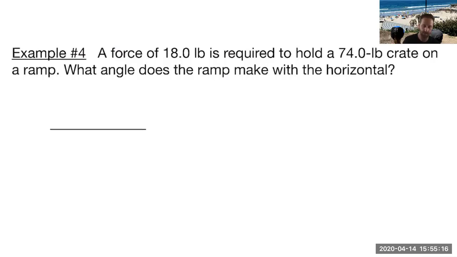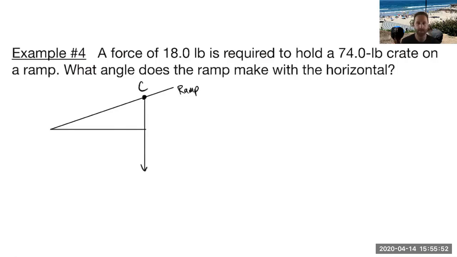Let's draw our horizontal. Let's draw our ramp. And then with that, we're going to have some point on there that they are going to have, in this case, a crate. So again, I'll use C for a crate, B for box, whatever you want. And it's on our ramp. And then it says a force of 18 pounds is required to hold a 74-pound crate. So we know what's going to be at play here is going straight down.